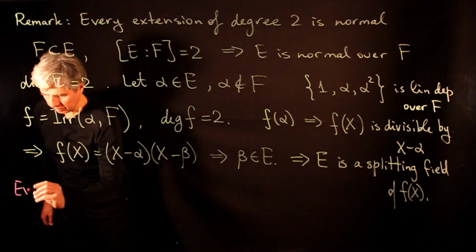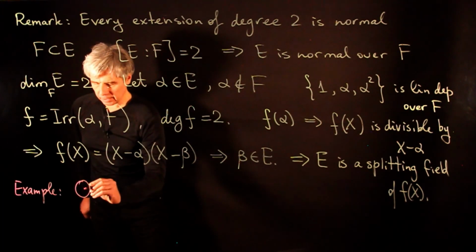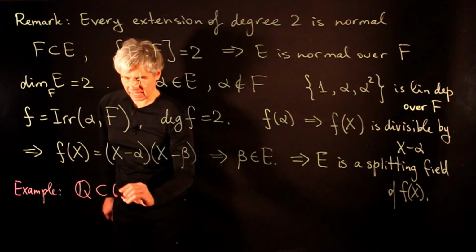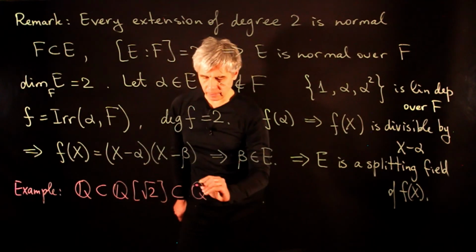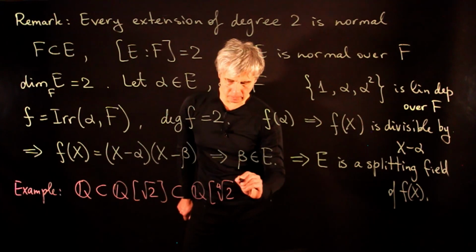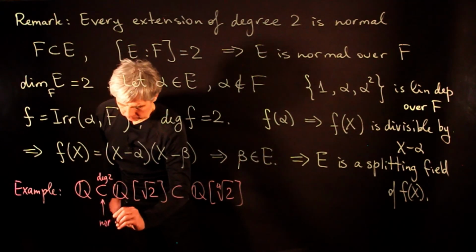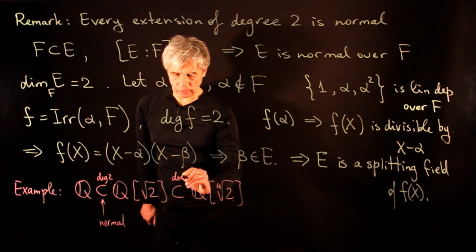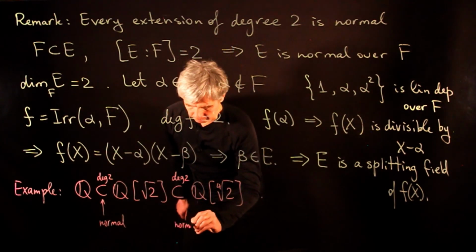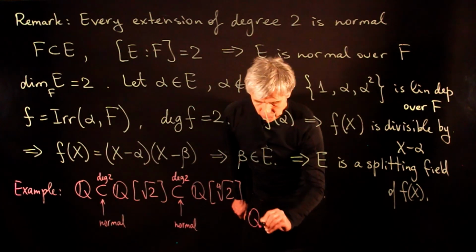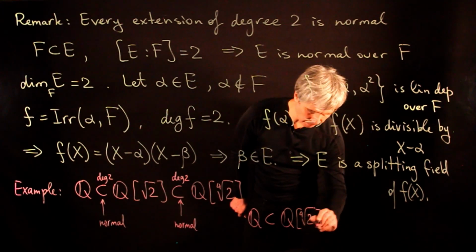Let us present an example. Consider the following chain of field extensions. So let us take the field of rational numbers. Then we take its extension with the square root of 2, and the extension of that with the fourth root of 2. So the first extension is of degree 2, and thus normal. And the second extension is also of degree 2, and by the previous remark, it's also normal. However, the total extension, Q to Q adjoined with the fourth root of 2, is not normal.